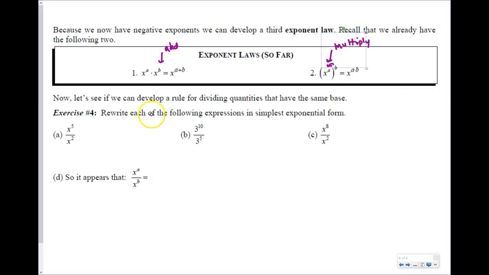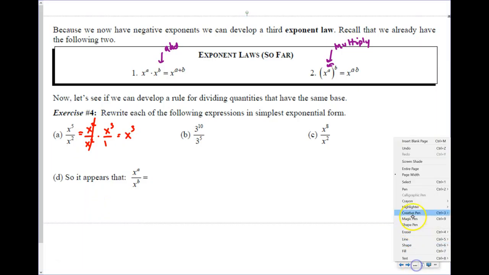So now let's see if we can develop another rule for dividing quantities that have the same base. I briefly talked about this in 9.1. So for letter A, let's do it both ways. The first way was the 9.1 way, where I take out what they have in common. They both have an x squared, and I'm left with what they have over. This cancels out to 1. I'm left with an x to the third.